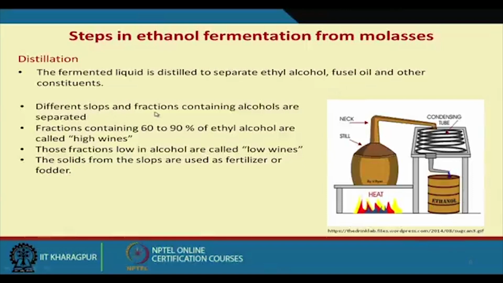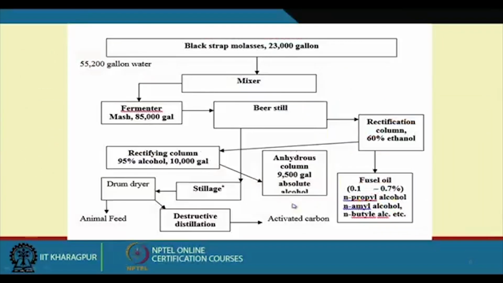So different slops and fractions containing the alcohols are separated. Fractions containing 60 to 90% alcohol I call high wine, and those fractions with low alcohol we call low wine. The solid from the slops is used as fertilizer and fodder, because after the separation of the alcohol, whatever remains is called stillage, which can be used either as a fertilizer or fodder, or can be used as a raw material for the anaerobic fermentation process for the production of methane and carbon dioxide.